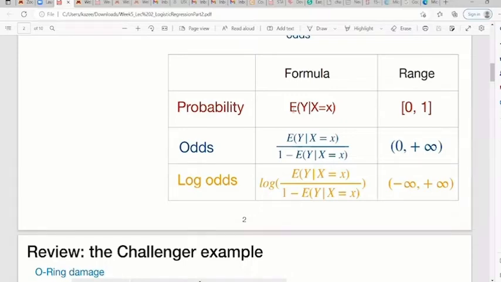We've already said that the expected value of y given x is the same thing as p, just like what I showed you yesterday. And what is the range of that? The range of probability is between 0 and 1, inclusive, because here we're trying to say 0 and 1. Probably 0 for maybe not giving, and 1 for giving.